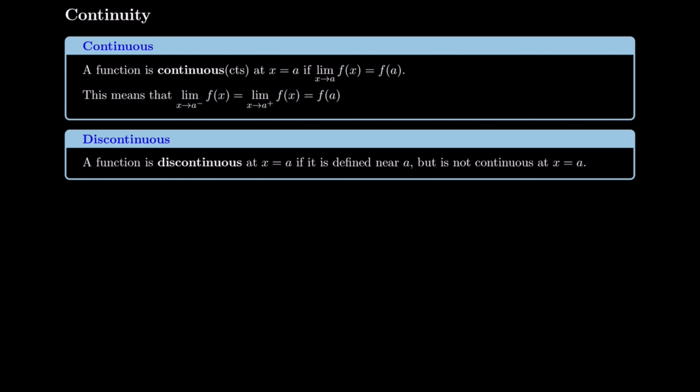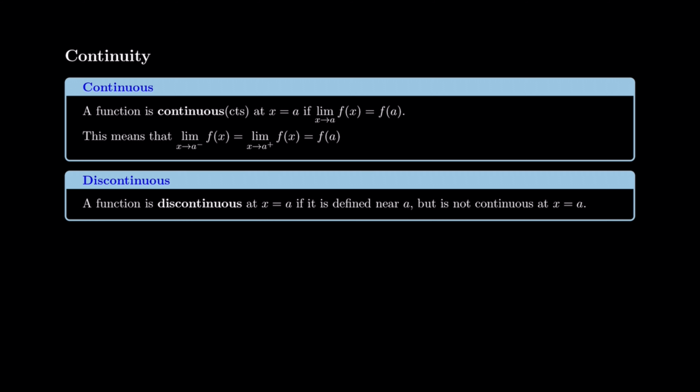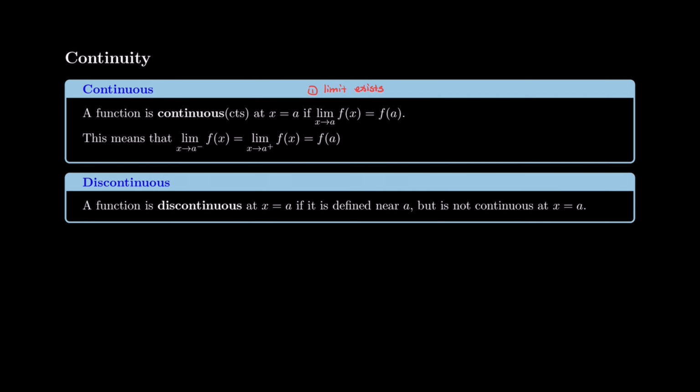That is, we have two conditions. The first condition is, well, my limit has to exist. And from the last few videos, you know that the limit exists means that my left-hand side limit equals my right-hand side limit equals a specific value, let's say L, and L must be a real number.